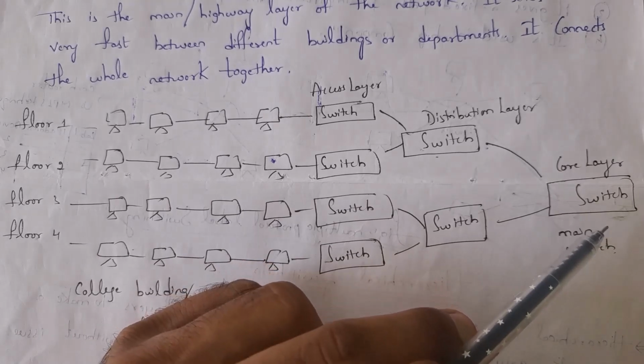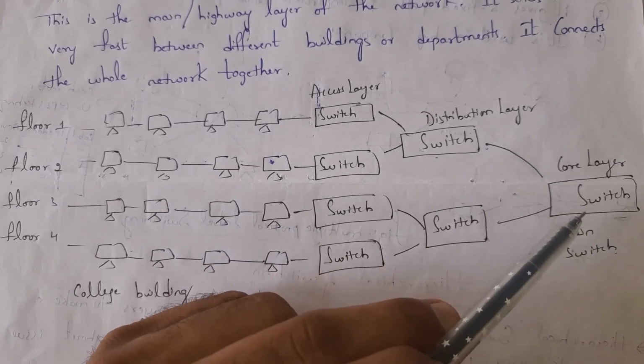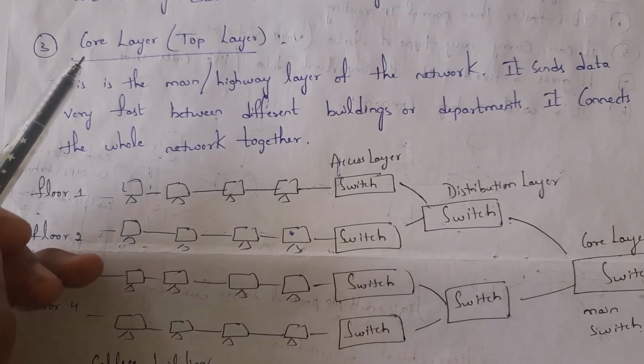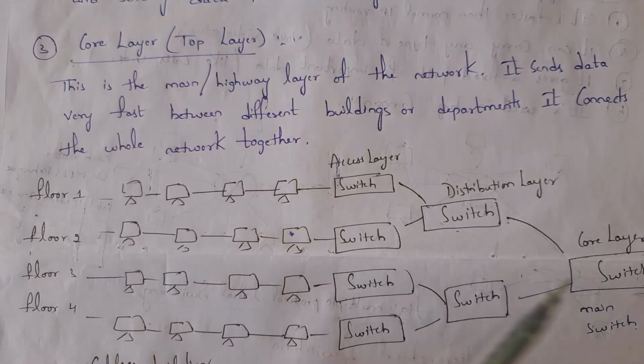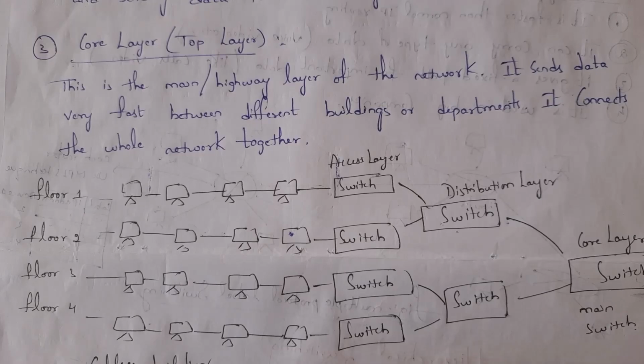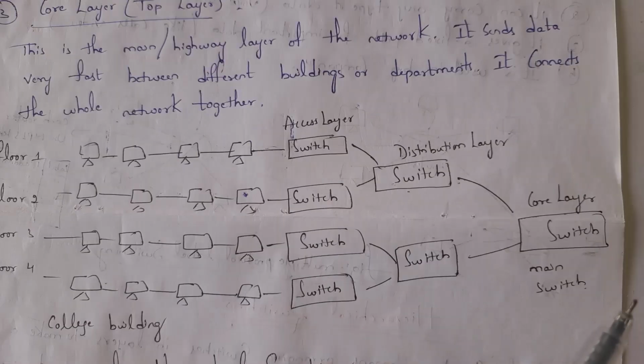The core layer switch is nothing but one main switch which is connected to the network. So the core layer is the top layer. This core switch is connected to the network. This core switch will send data very fast between buildings and departments, and we can connect the switch to other networks. So these are the three layers in hierarchical switching.